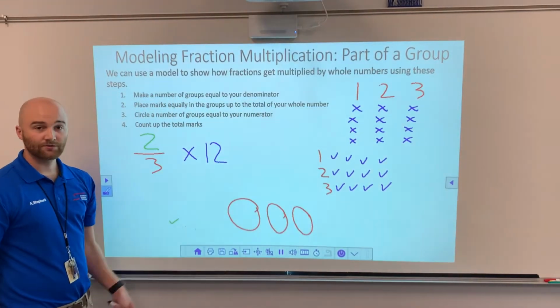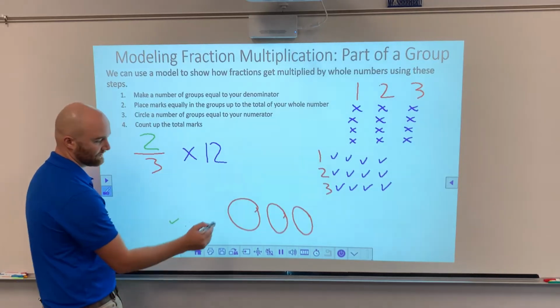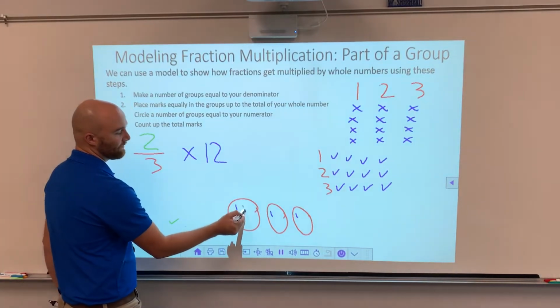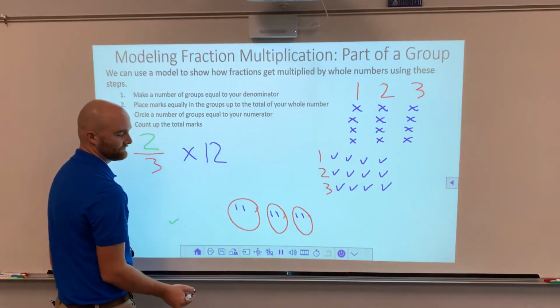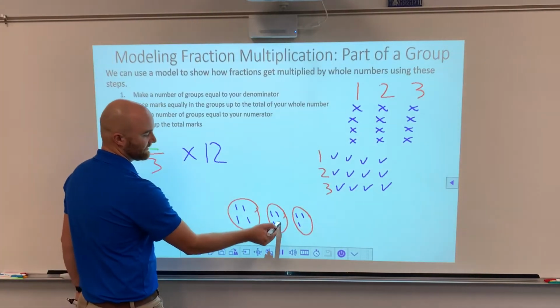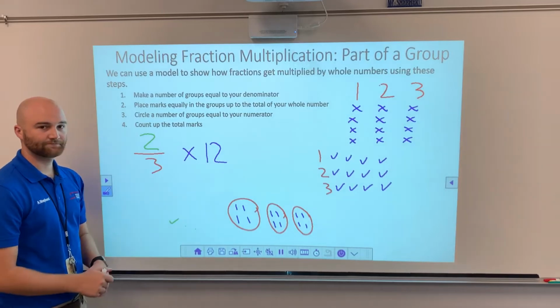If I chose to use circles, the same thing is going to happen. I'm going to spread that 12 out equally. Let's say I've got 1, 2, 3, 4, 5, 6, 7, 8, 9, 10, 11, 12. I've got 12 of those marked in there.